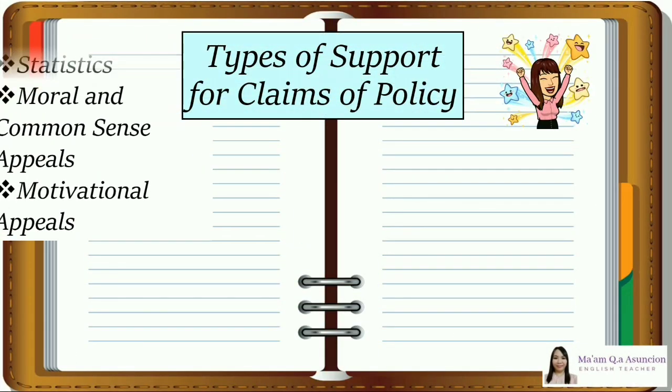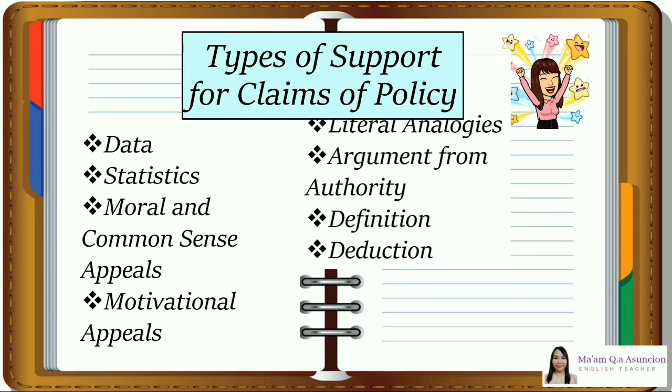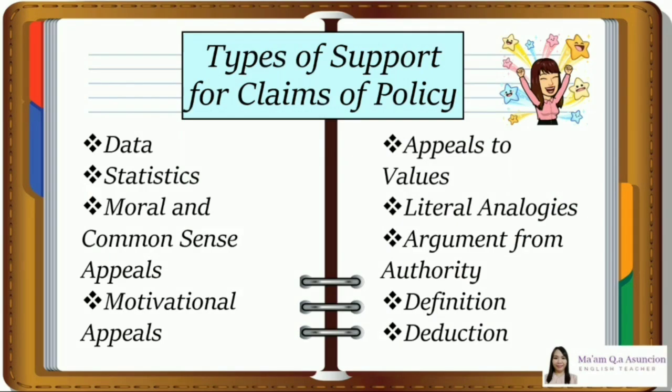These are the types of support for claims of policy: data, statistics, moral and common sense appeals, motivational appeals, appeals to values, literal analogies, argument from authority, definition, and deduction.